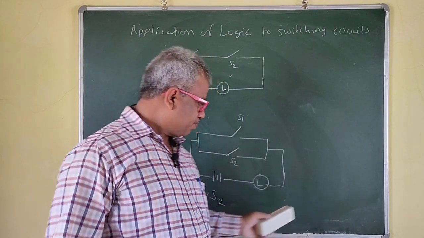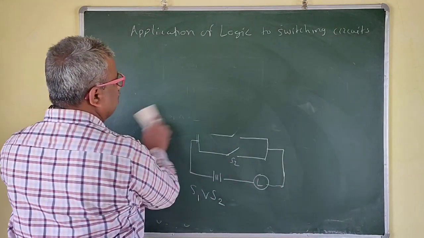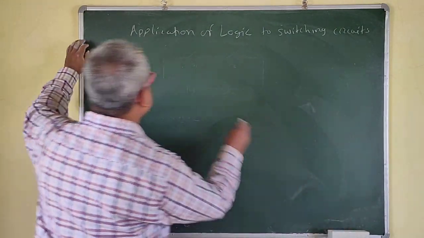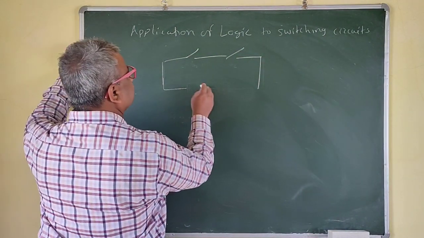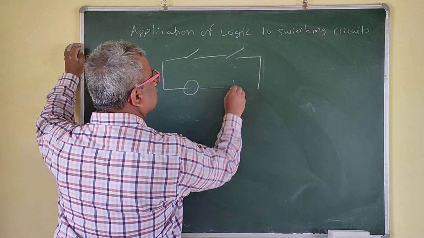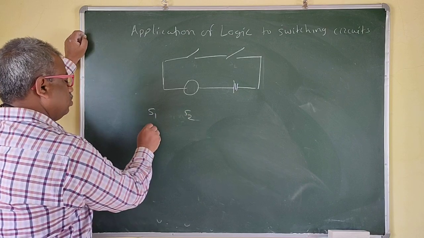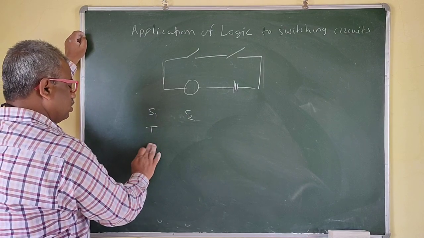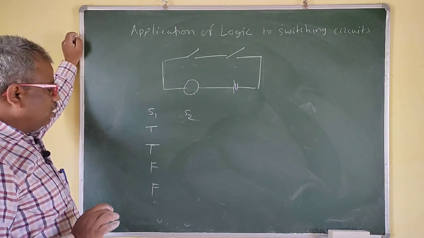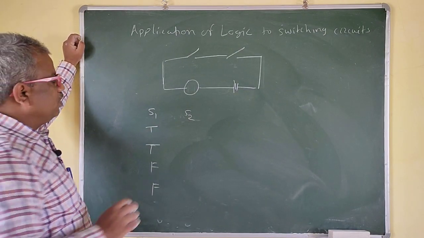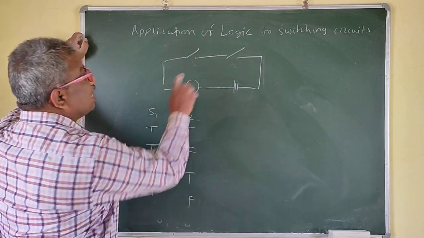So we'll see the output for this one. Same thing here. Suppose now this is in series, right? This is S1, this is S2. We will use true or false: T T F F for S1. True means the switch is on, and F means the switch is off. So S2 will be T F T F. Now these are in series.